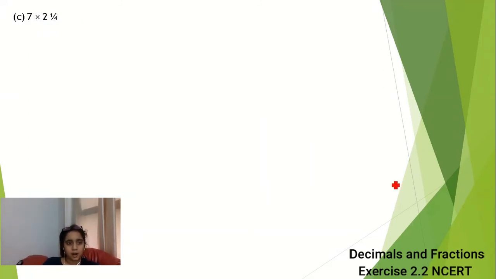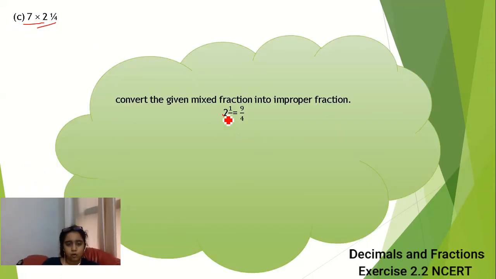Now our part C: first we will solve this, that is 2 1 upon 4, and whatever answer we get, we will multiply that answer with this 7. That is 4 multiplied by 2 is 8, and 8 plus 1 is 9. So our answer is 9 upon 4. Now we will multiply 9 upon 4 with this 7.